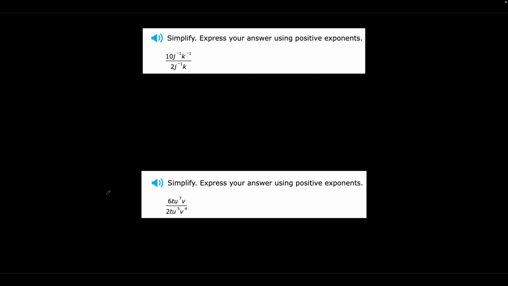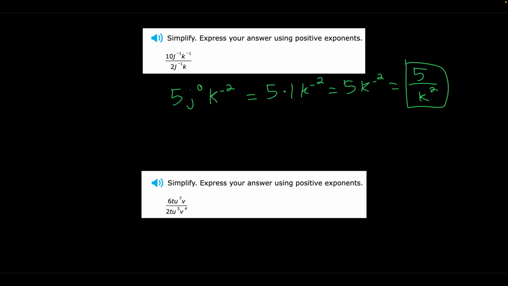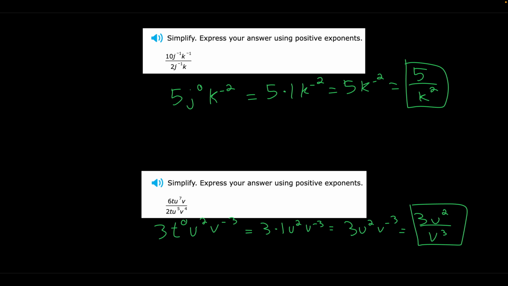All right, time to practice. Go ahead and pause the video, try these last 2 problems on your own. When you're ready, unpause and we'll check your answers. Okay, now that you've had time to work these problems, let's check your solutions. For the first problem here is the work. Your final answer should have been 5 over k squared, or k to the second power. And for the second problem here is the work. Should have ended up with 3u squared over v cubed.